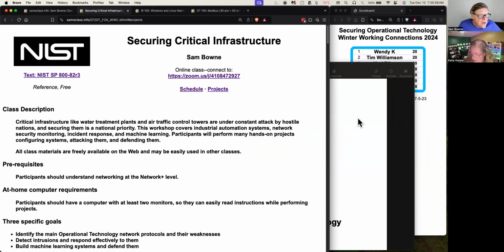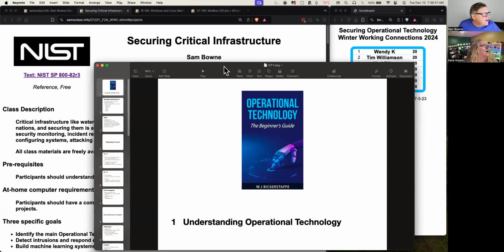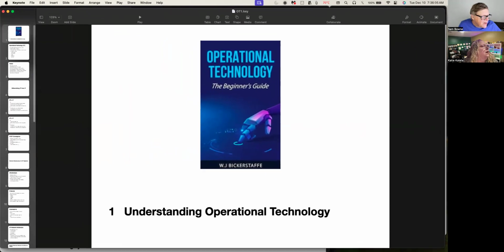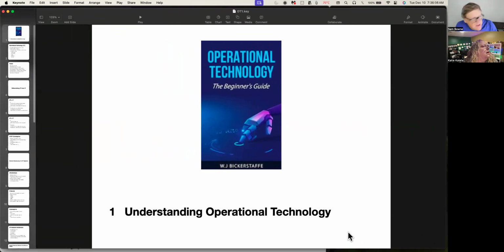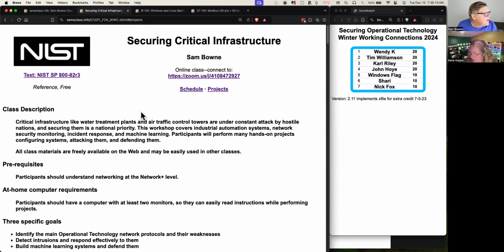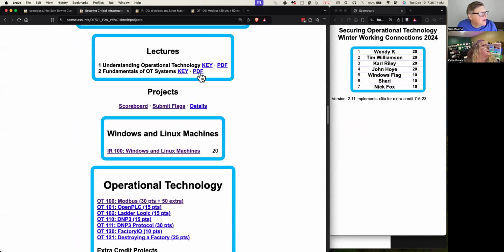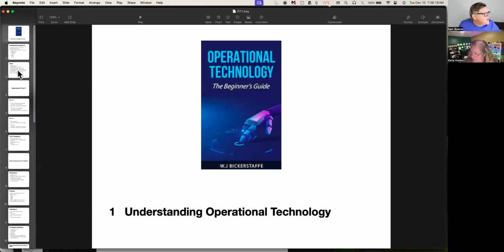But as just an orientation for people new to operational technology, I found the first couple chapters of this book to be pretty good. And these slides, by the way, for what they're worth, they're on this page. You'll find them here. A couple lectures up there if you want them. But I'll just talk about this stuff.